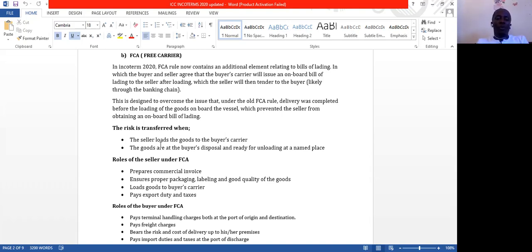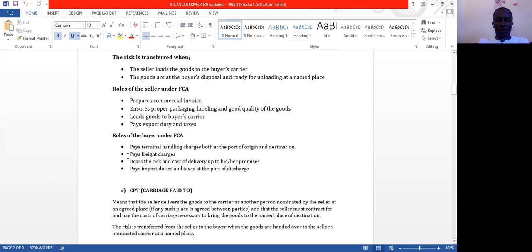Okay. Now, the roles of the seller under FCA. What does the seller do now? Prepares the commercial invoice, ensures proper packaging, loads the goods to the buyer's carrier, pays export duties and taxes. And what about the role of the buyer under this? The buyer pays terminal handling charges, both at the port of origin and the port of destination, pays freight charges, bears the risk and the cost of delivery up to his premises, pays import duties and taxes at the port of discharge.